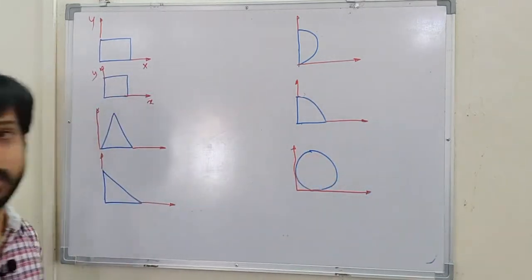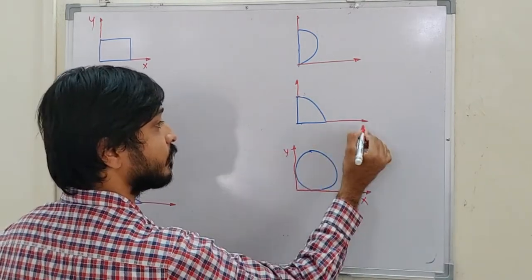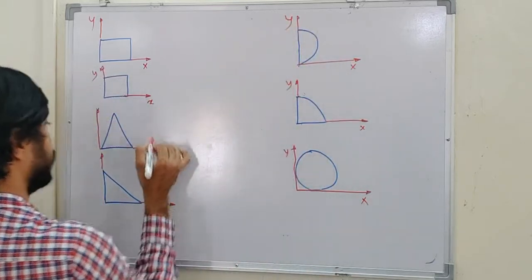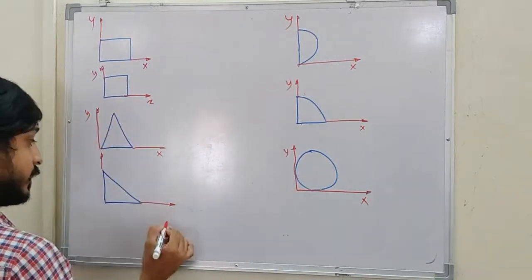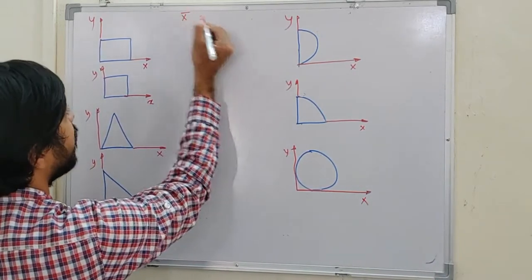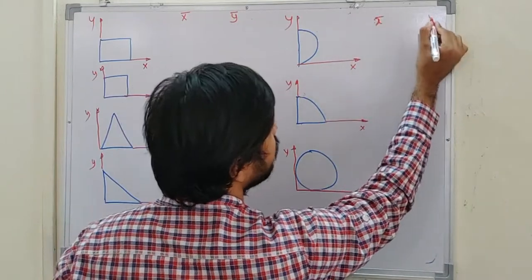For this I'll take the reference axis here. Okay, this is x, this is y, x, y, x, y, x, y and x, y. So here I'll write x bar, y bar. For this also x bar, y bar.